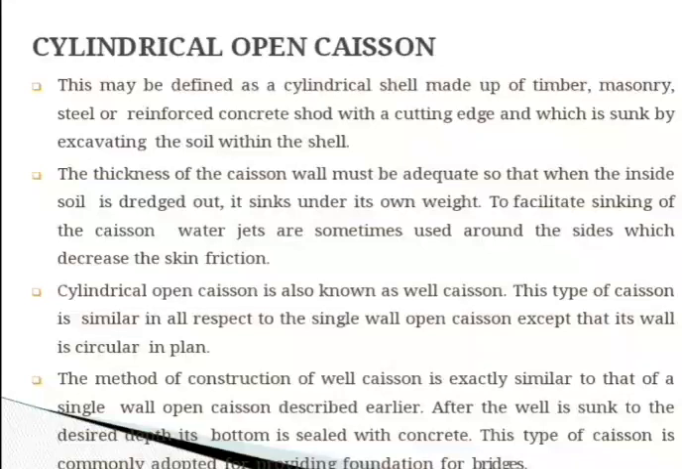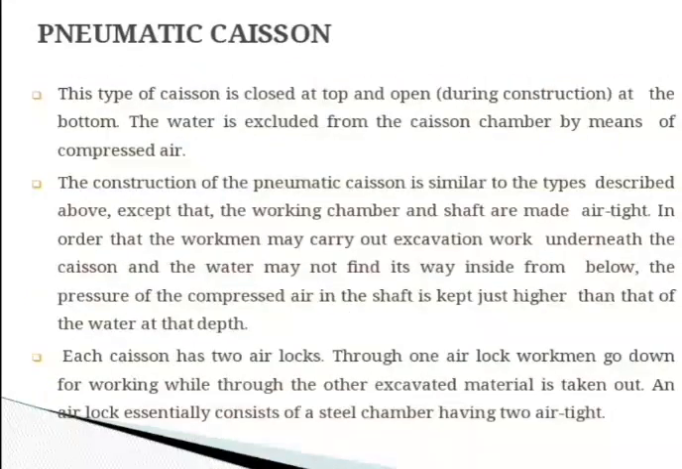This type of caisson is similar in all aspects to the single wall open caisson except that its wall is circular in plan. The method of construction of a well caisson is exactly similar to that of the single wall caisson described earlier. After the well is sunk to the desired depth, its bottom is sealed with concrete, and this type of caisson is commonly adopted for providing foundations for bridges.